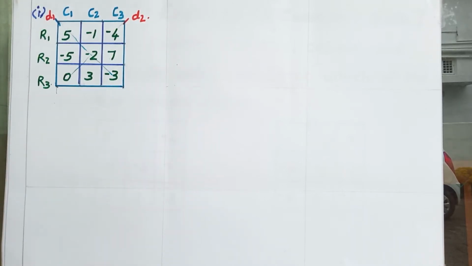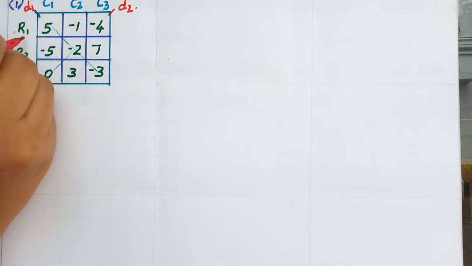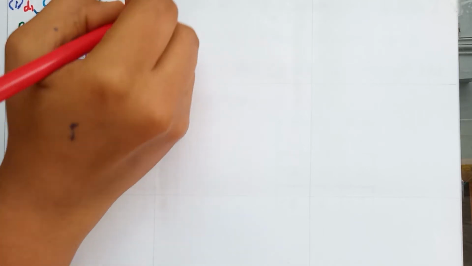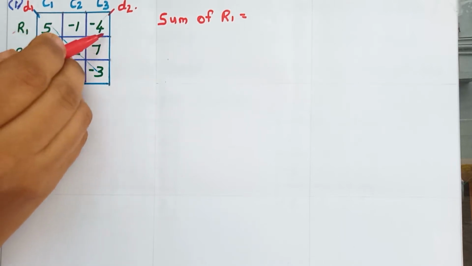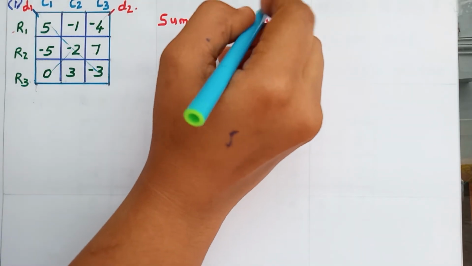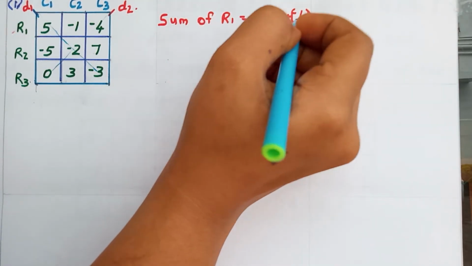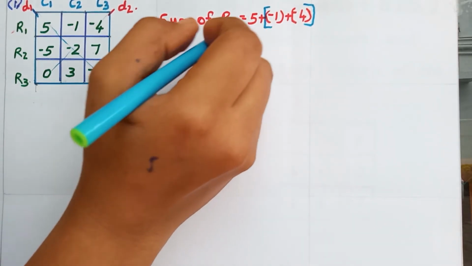Next we are going to find out the sum of the numbers in R1, then the sum of the numbers in R2, and then the sum of the numbers in R3. First, the sum of the numbers in R1. What are the numbers in R1? 5, -1, -4. First we can select these two numbers, because these two are negative numbers, so keep them in a bracket.